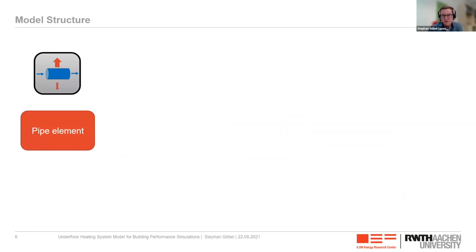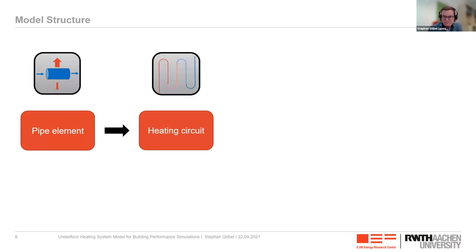On the lowest level, we have the pipe element model. In this model, the relevant heat transfer calculations are done. That means also the calculations for the heat conduction through the wall layers. So all wall properties from the building have to be propagated into this model. On the next level, we have the heating circuit model. Here, the pressure losses are calculated and the discretization through the vectorized use of the pipe element model is realized.